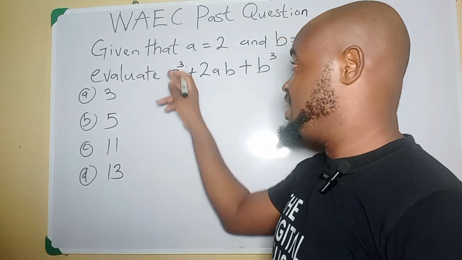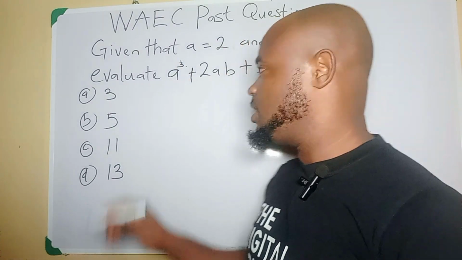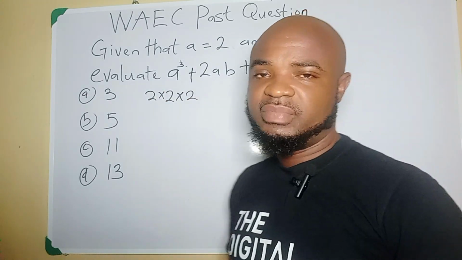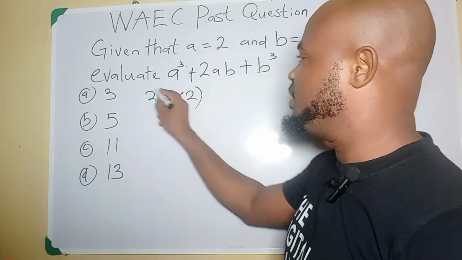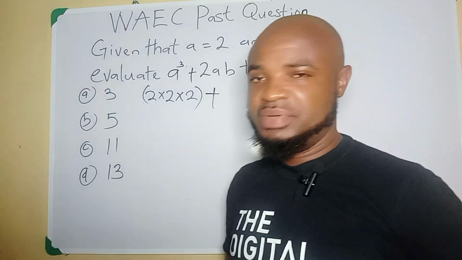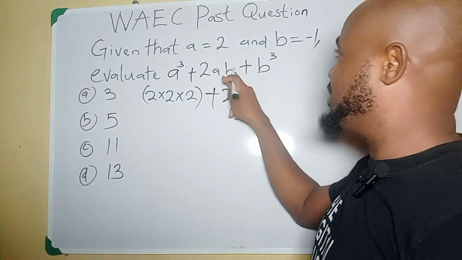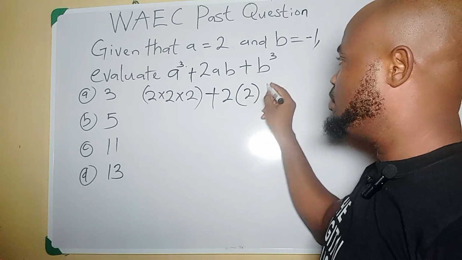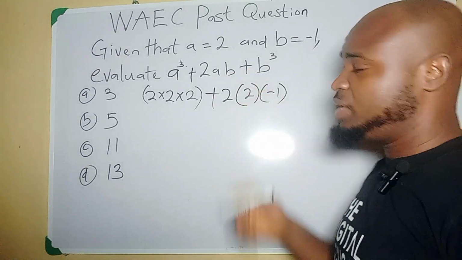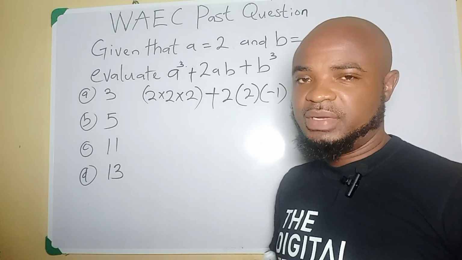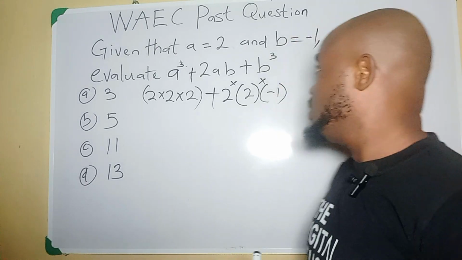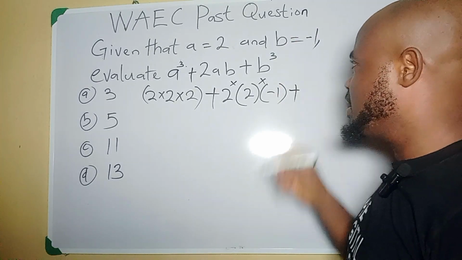2. So in the expression, we have a raised to the power 3. That is, I'll multiply my a 3 times: 2 multiplied by 2 multiplied by 2. Are we following? Good. So I'm going to follow it the way it is in the expression given to me. And that is plus 2ab, meaning 2 multiplied by the value of my a, 2, multiplied by the value of b, which is minus 1. Now I'm using a bracket, and the bracket here also denotes multiplication. So please note, the bracket here also denotes what? Multiplication. All right, and then lastly, plus b raised to the power 3.